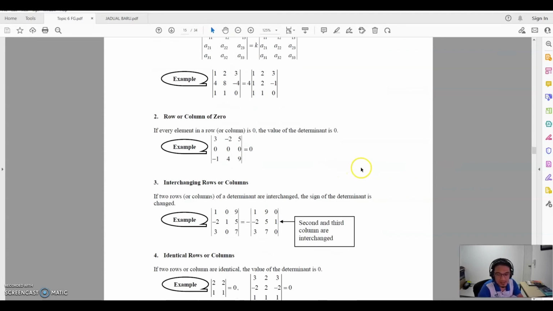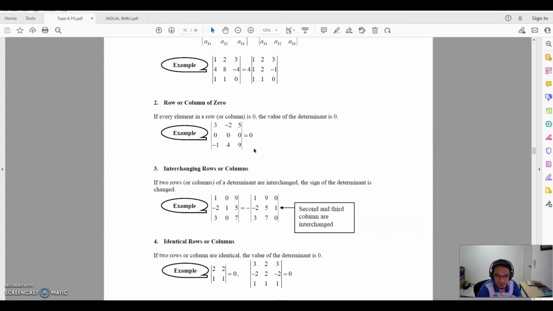Okay, then the second property, row or column of 0. If every element in a row or column is 0, the value of the determinant is 0. Okay, so this is the example. Given that the second row in the matrix is 0, then the determinant is equal to 0. This is almost the same as the example that I have shown you before.